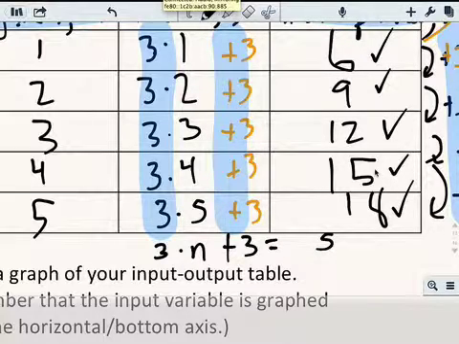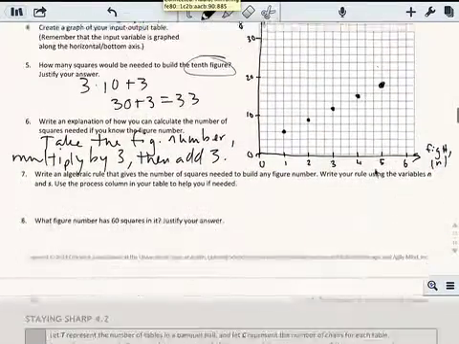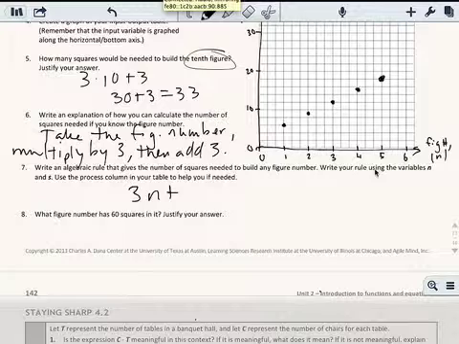What do you do in every single process row? That's going to be in your rule. And so I end up with 3n plus 3 equals s.